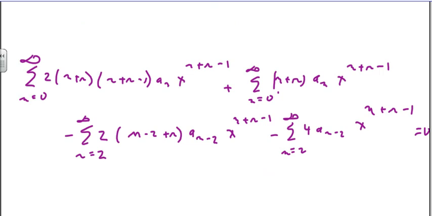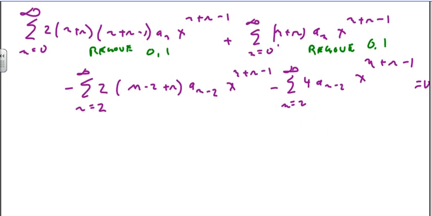Okay, so the next thing we're going to want to do is remove the 0th term and the 1 term from that guy, and we want to remove the 0th term and the 1 term from that guy. And then we'll have summation n equals 0 to infinity. Isn't that a good idea? Okay, so the n is equal to 0 term. So I have 2r(r minus 1) a0 x to the r minus 1.